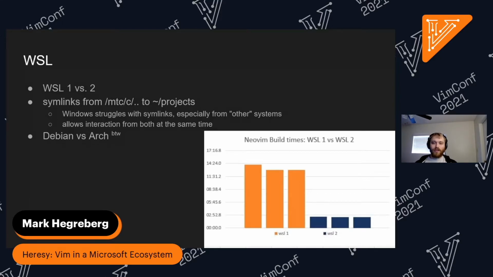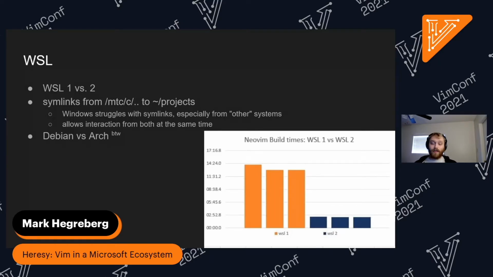I heard that WSL 2 was slower crossing the OS barrier, like working on Windows files in Linux and Linux files in Windows, so I just never really looked into it. But eventually I realized that things that were supposed to be quick weren't anymore. Building software took a long time. I opened Vim once after adding a couple plugins, and it took over a second to load, and that's just unacceptable. Vim's supposed to be quick and instant and amazing.